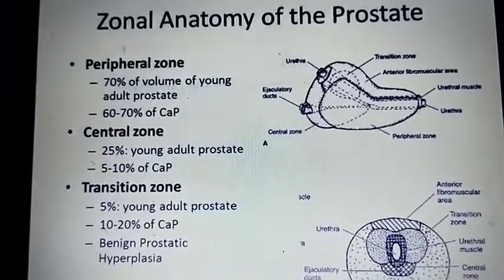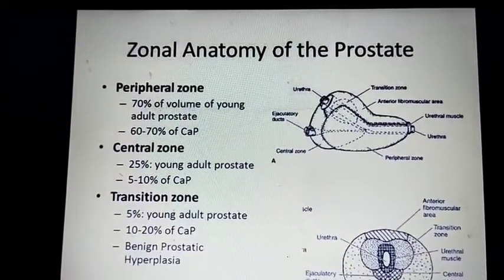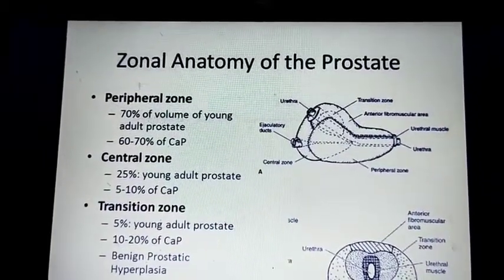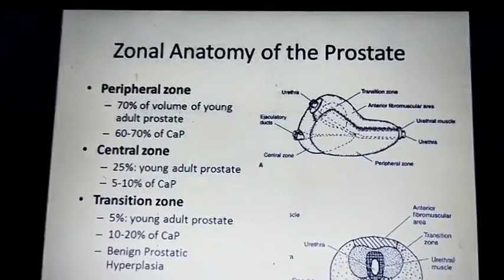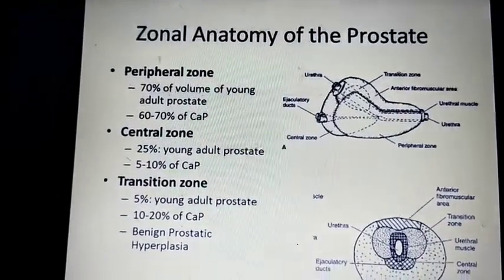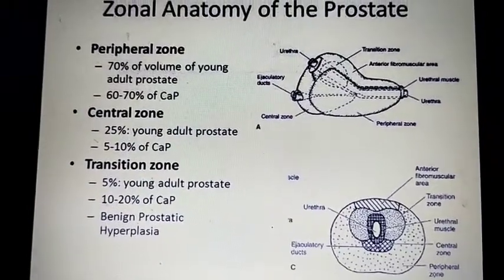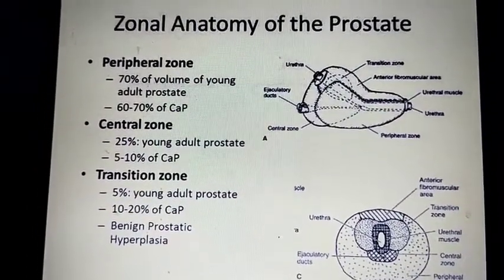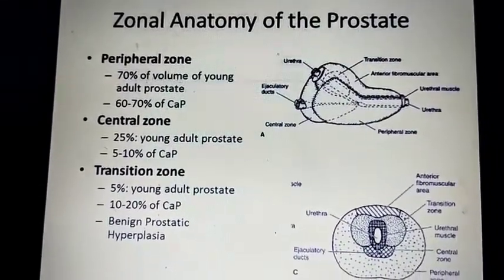Now central zone, 25% of a young adult prostate. It involves 25% of the prostate, and there is a 5 to 10% chance of carcinoma forming. Now transitional zone. It is 5% of a young adult prostate, with a 10 to 50% chance of carcinoma of the prostate. Benign prostatic hyperplasia is more common in this area.